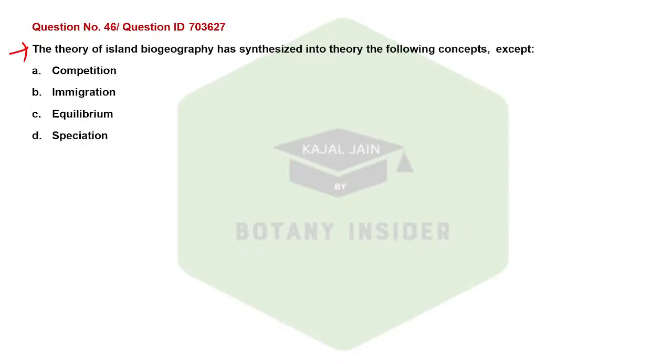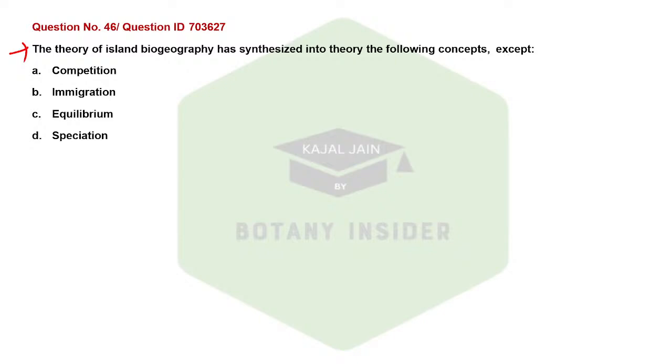Okay, give it a try to this question, everyone. The theory of island biogeography has been synthesized into all the concepts except which of the following? Competition, migration, immigration, equilibrium, and speciation. Try it out. Try to recall what we learned in the theory of island biogeography, which was given by MacArthur.